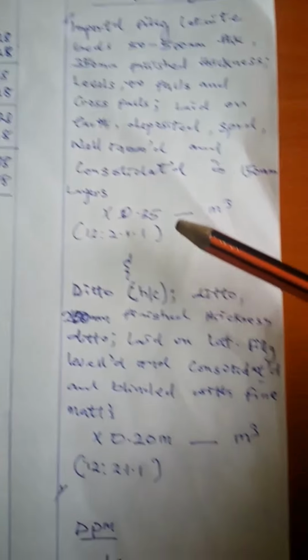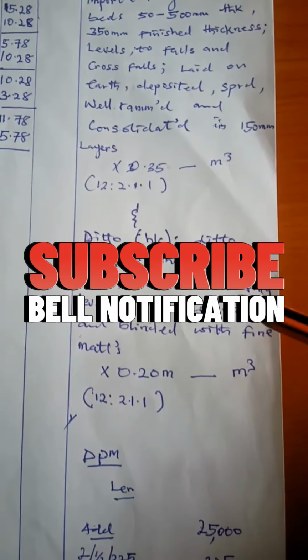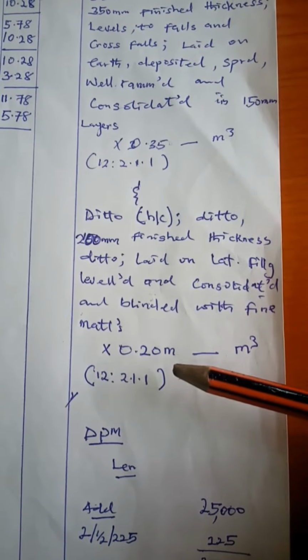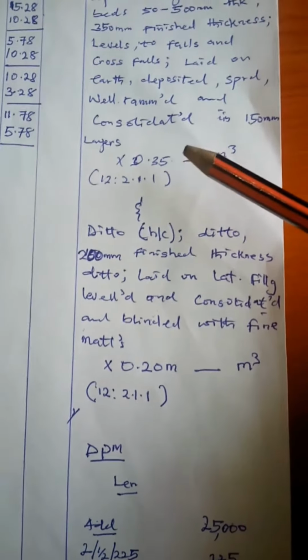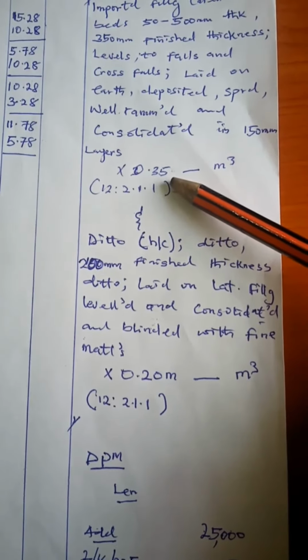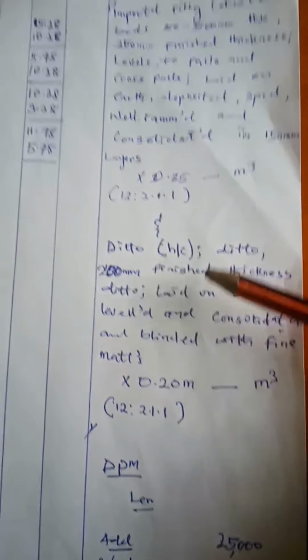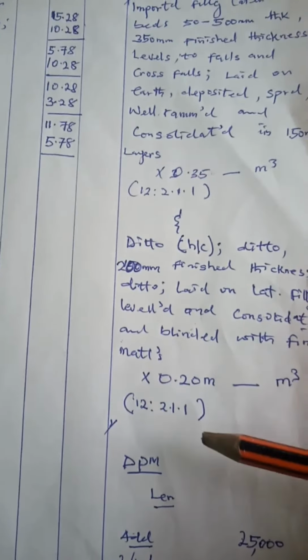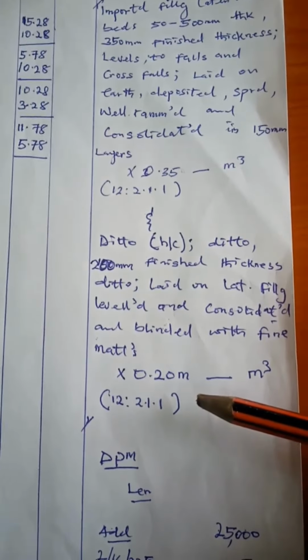Then we also detail hardcore. Is the same process, the same quantity. The only difference is the thickness. For hardcore, the thickness is 200 millimeter, while for laterite it is 350 millimeter. So we detail hardcore, do the same thing we have done for laterite filling, for hardcore filling. So we multiply by 0.20 meter.